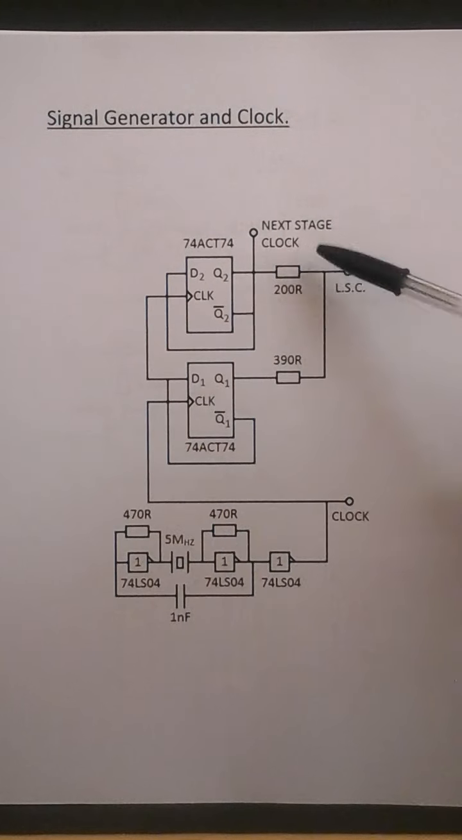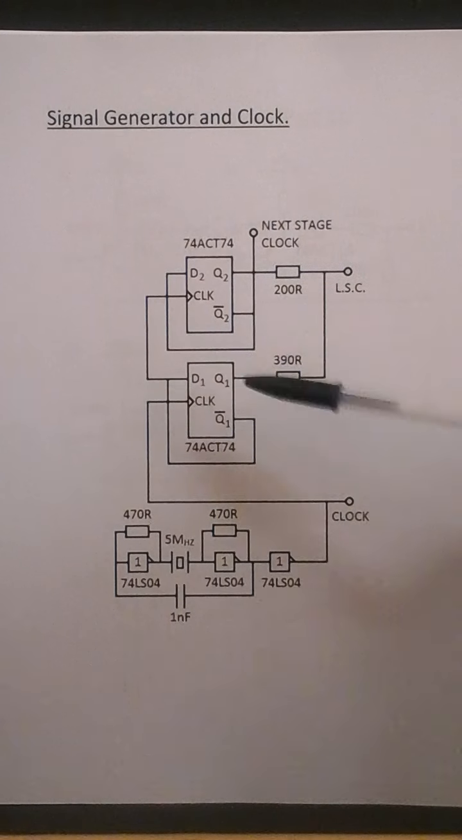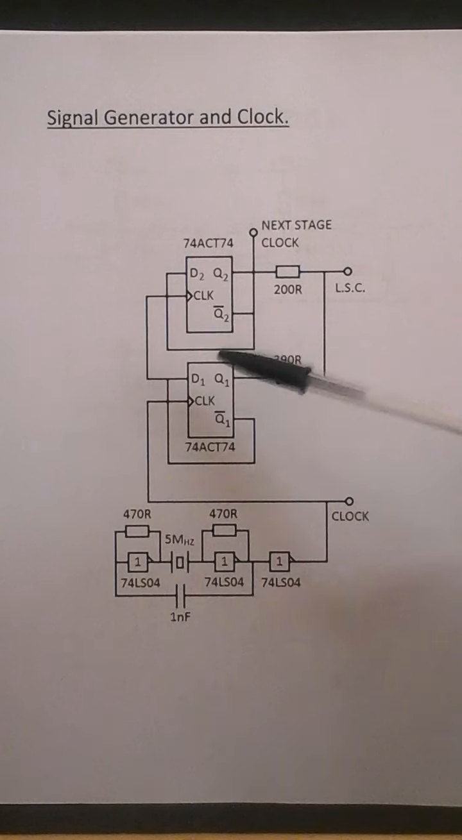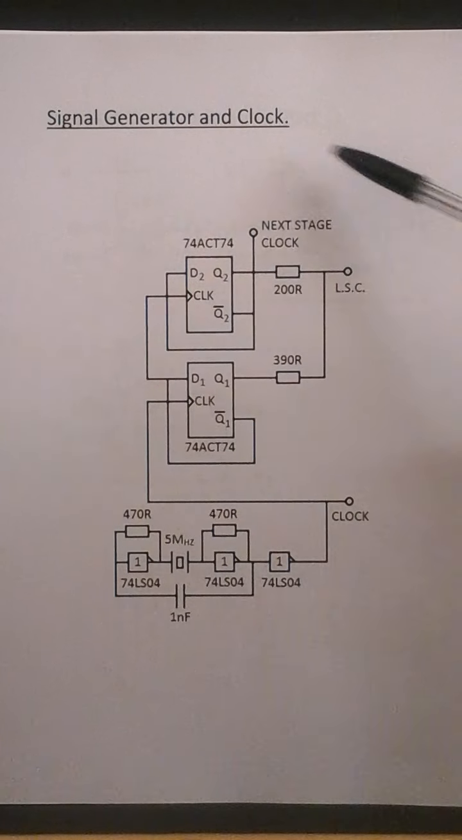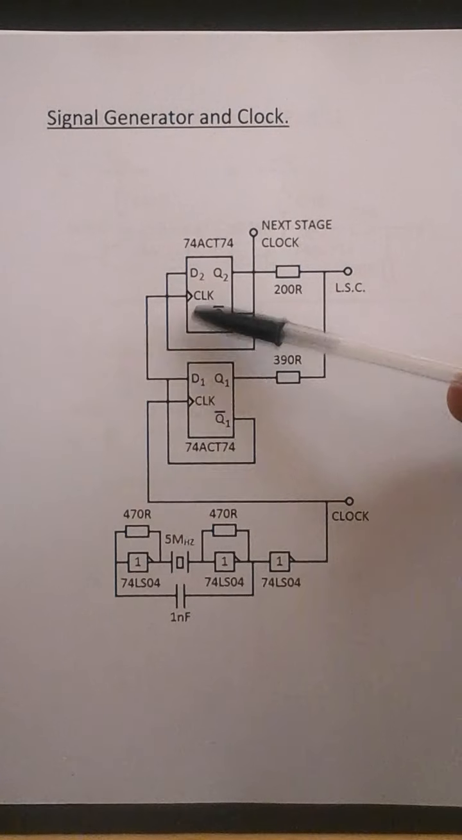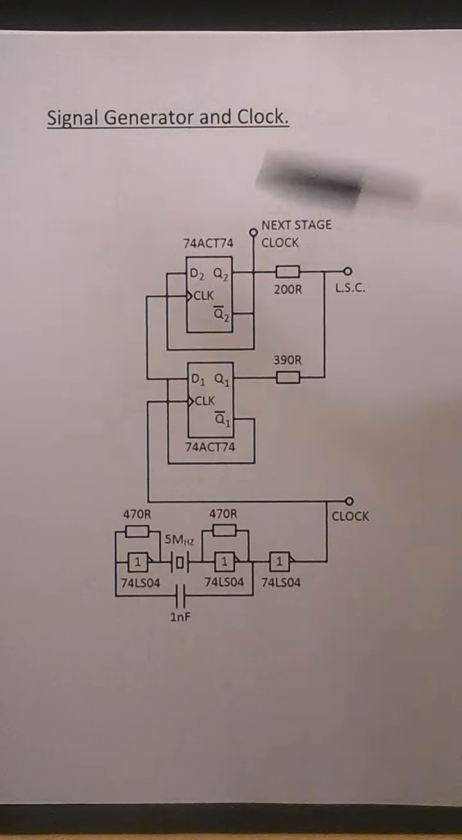So anyway, this produces the quaternary outputs, and these are the clocks, and this is the clock to the next stage. So you basically daisy chain these stages together. These are just ripple counters, 2-bit ripple counters, so you end up with ripple counters all the way through.